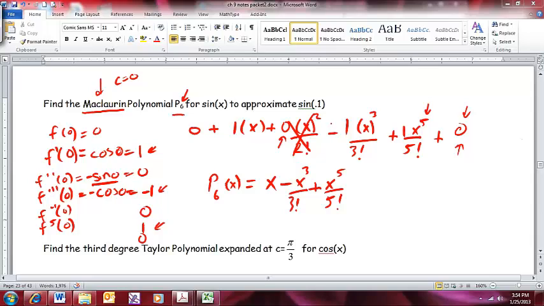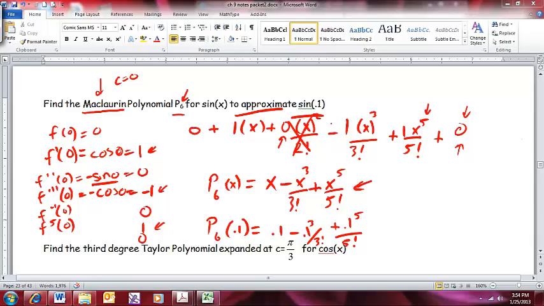Alright, so the goal wasn't really to come up with the polynomial, which is sometimes just a goal. We want to approximate sine of 0.1. So if we take 0.1 and plug it in here, p sub 6 of 0.1, we can really just plug in 0.1 for our x's: 0.1 minus 0.1 to the third over 3 factorial plus 0.1 to the fifth over 5 factorial.